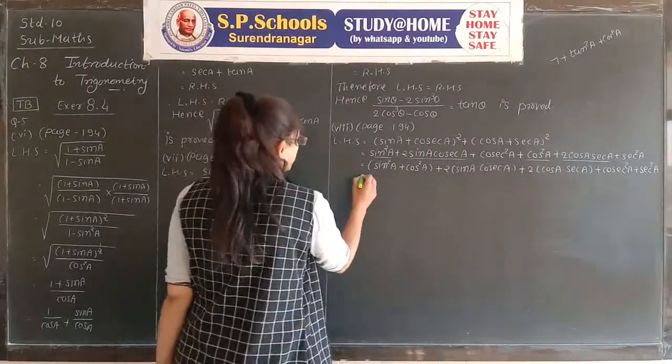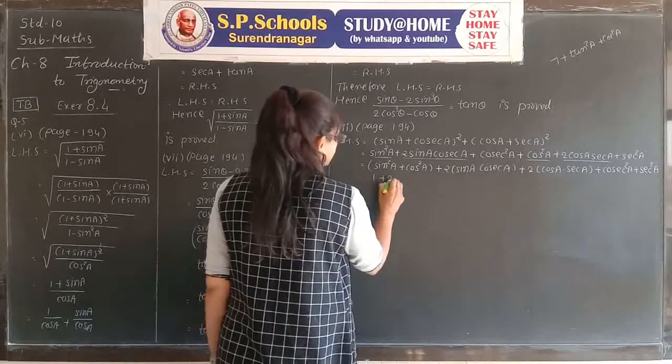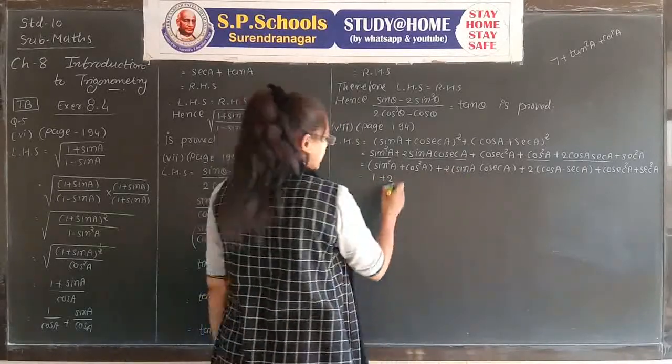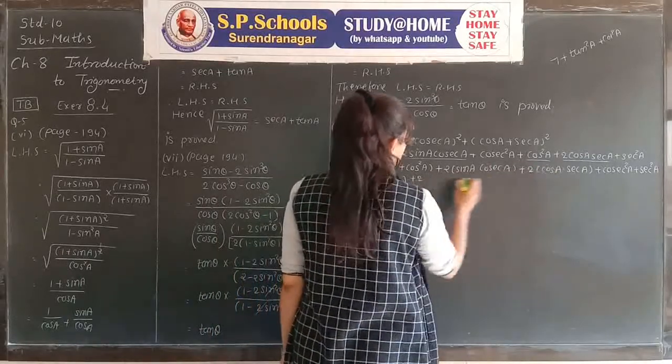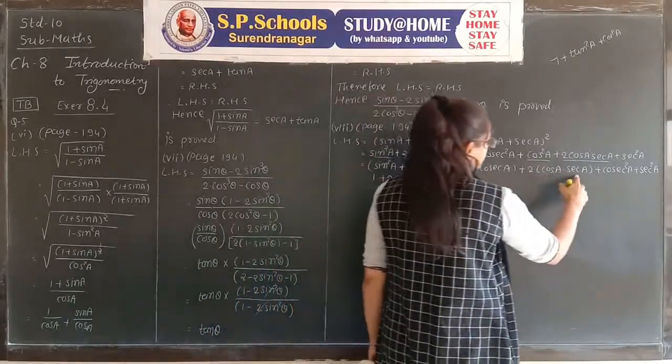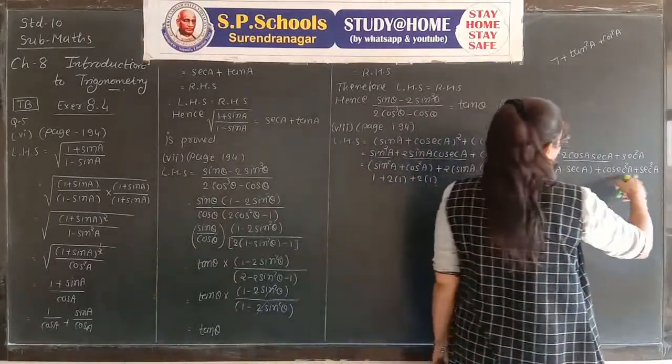Okay. Now, the identity sin square plus cos square is equal to 1, plus 2 sin A into cosec A, which are reciprocals of each other, is 1, plus 2 cos A into sec A, reciprocals of each other, is 1, and cosec square and sec square are converted into cot square and tan square.